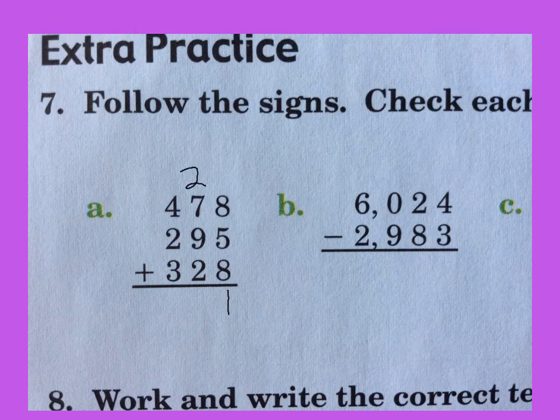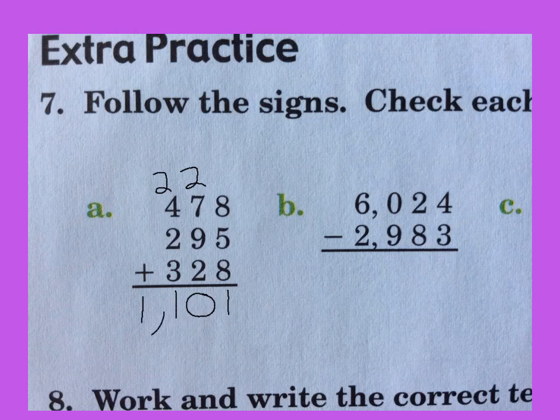2 plus 7 would be 9. Plus 9 more would be 18. Plus 2 more would be 20. Put a 0, carry the 2. 2 plus 4 is 6. Plus 2 more is 8. Plus 3 more is 11. Okay, remember, put your comma at the end there.